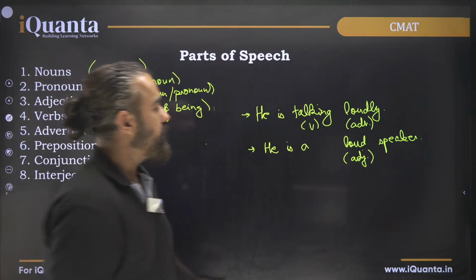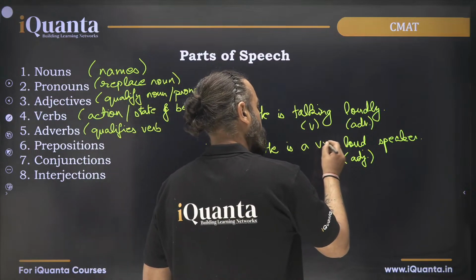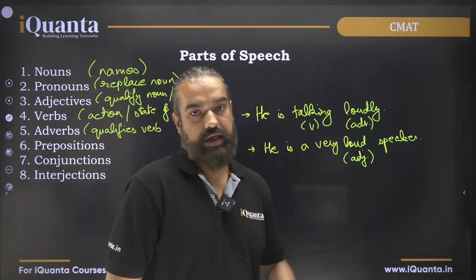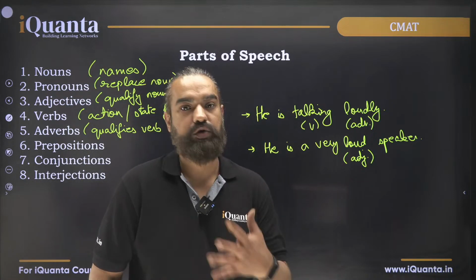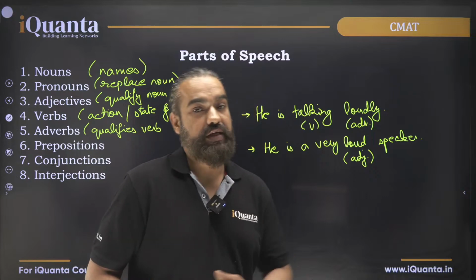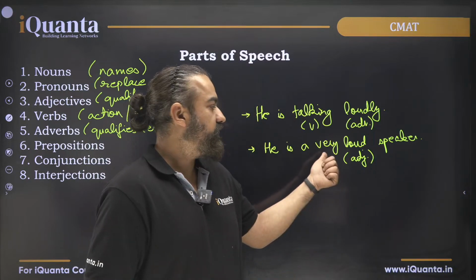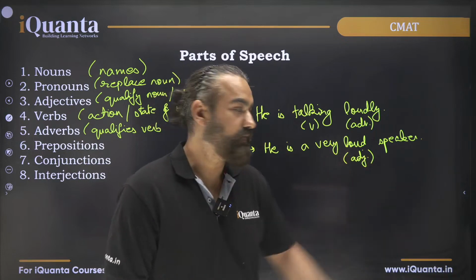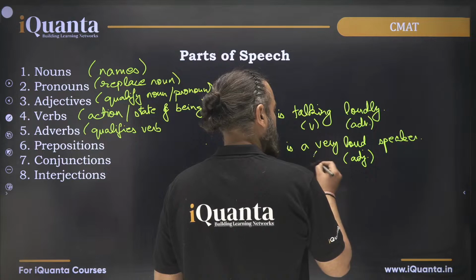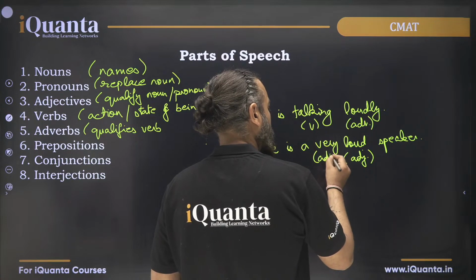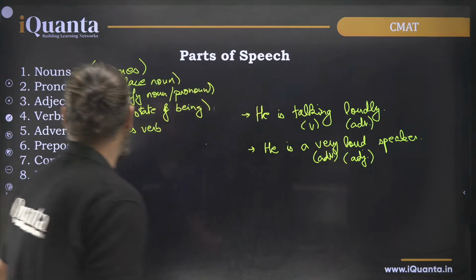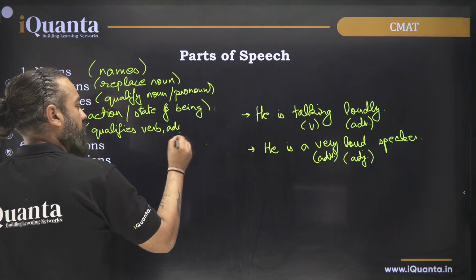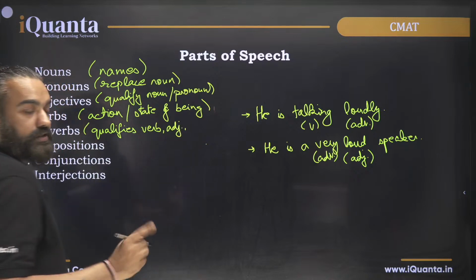But if I say he is very loud, so can I answer this question? He is a speaker. What kind of speaker? Loudspeaker. How loud? You will say very loud. So I can say that very is telling us something about loud. Very is telling us something about the adjective. This also makes it an adverb. So an adverb qualifies a verb, another adjective. But that's not all.